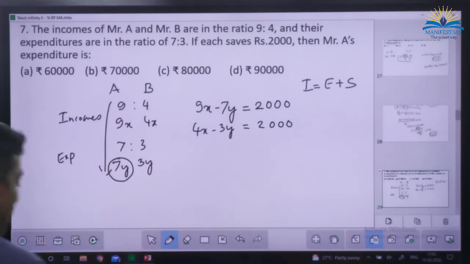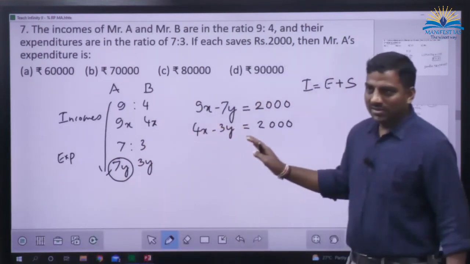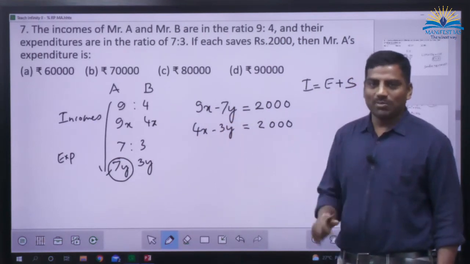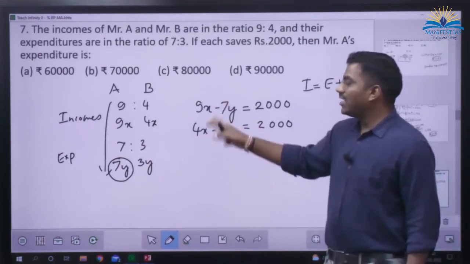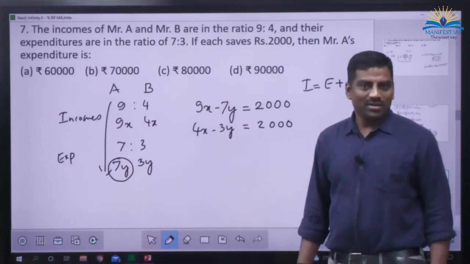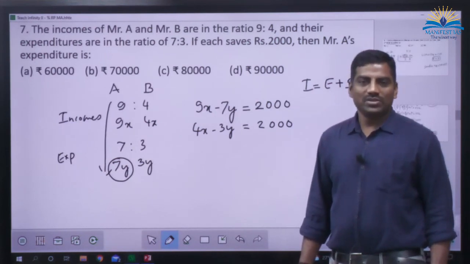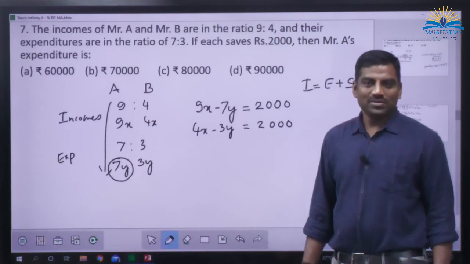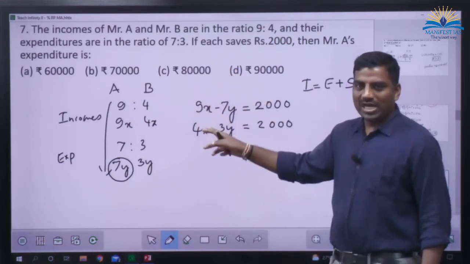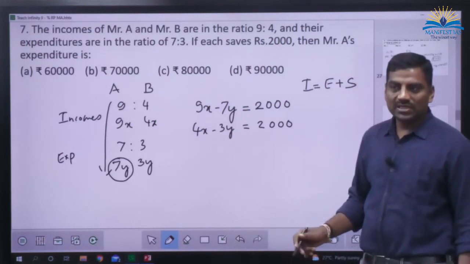See, simple. Here 9x is there. Here 4x is there. There is no chance of adding anything here. You have to always multiply the equations. 9 and 4 are not multiples of any number. Yes or no? So you have to think of LCM. That is why we have learnt LCM, no? 9 can be expressed in 36. 4 can be expressed in 36. So the LCM of 9 and 4 is 36.